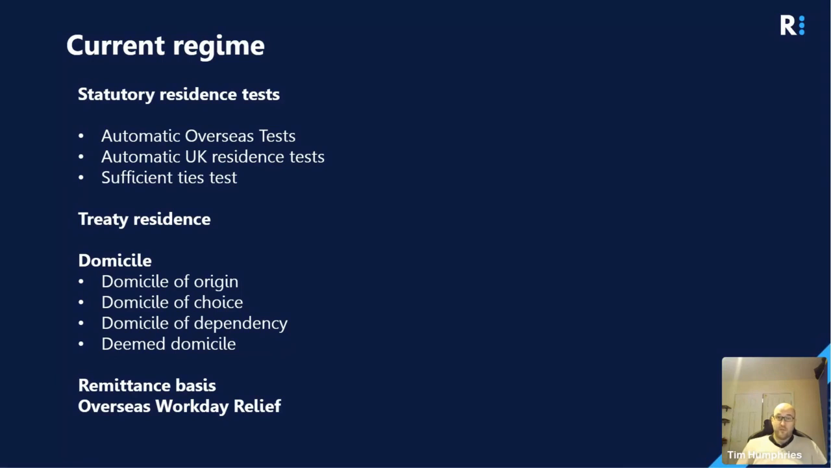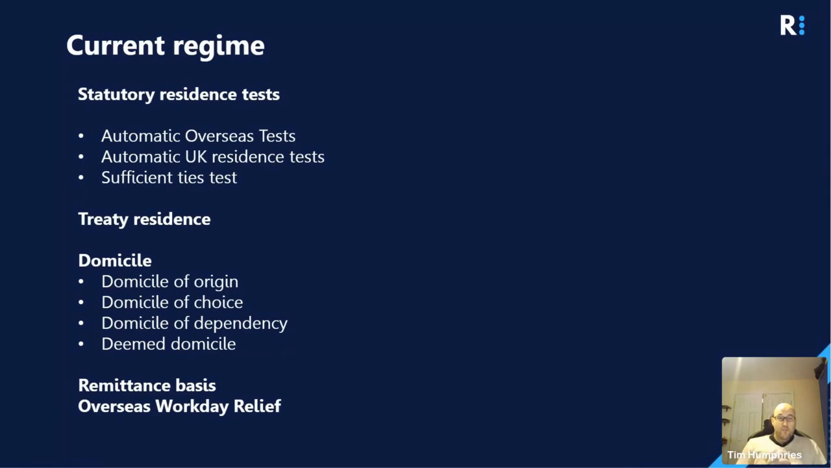If we don't meet any of those tests, we look at sufficient ties tests. Sufficient ties is essentially 5 connection factors that we look at to the UK. The more connections you have to the UK, the fewer days you can spend in the UK and still be non-resident. So that's the residency tests as they are at the moment.